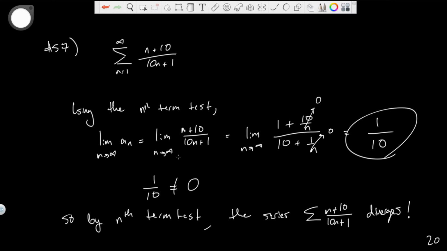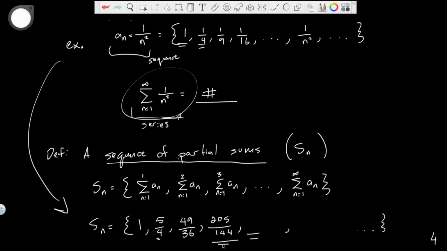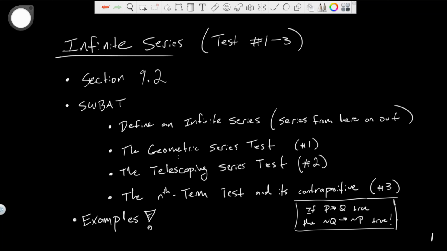Let me fly back to the first page and do some overview, just so that we can kind of put this all into context and talk about what's to come. This is section 9.2. Right, we talked about what a series is. It is a number. If the sequence of partial sums converges to a number, then the series converges to that number, right? So the series is a number. We're using the sequence of partial sums to find out if a series converges. Today we use the geometric series test and the telescoping series test.